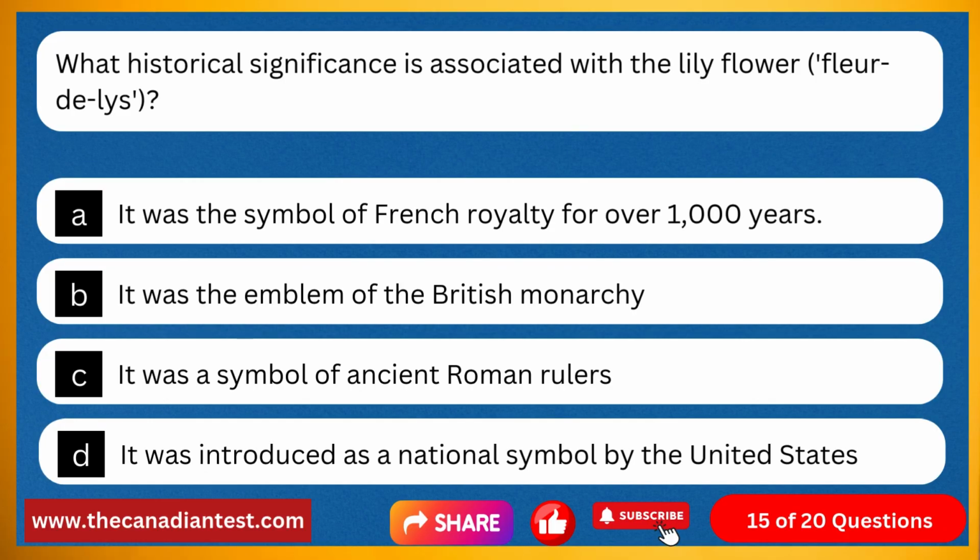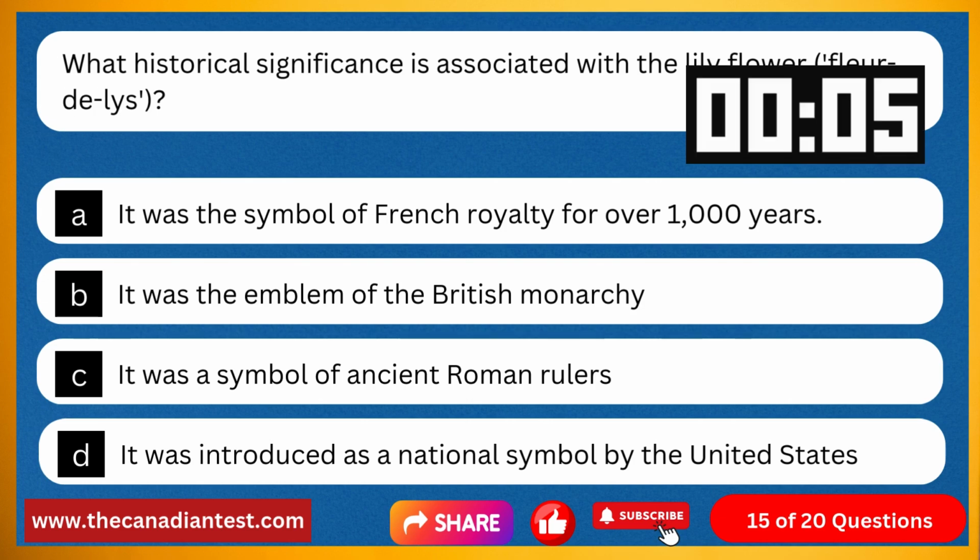Question 15. What historical significance is associated with the lily flower fleur de lis? Option A, it was the symbol of French royalty for over 1,000 years. Option B, it was the emblem of the British monarchy. Option C, it was a symbol of ancient Roman rulers. Option D, it was introduced as a national symbol by the United States.